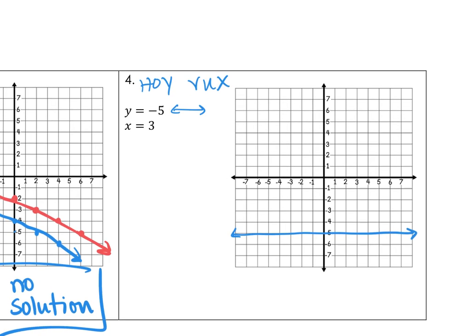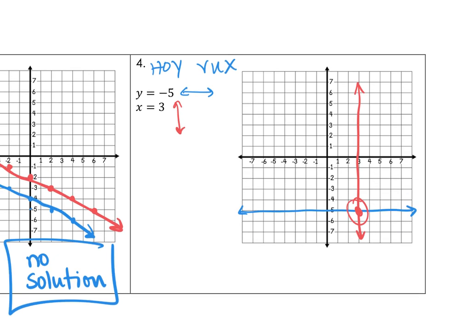And then my second line is x equals, so that's our VUX. So if we look at VUX, this V tells me that that's going to be vertical. So I have a vertical line that goes through x equals 3. And I see where that horizontal and vertical line intersect. So that's going to be my solution. So the x coordinate of that point is 3, and the y coordinate of that point is -5. All right.